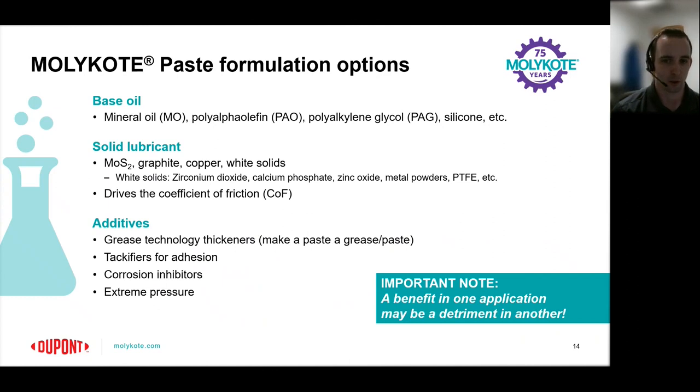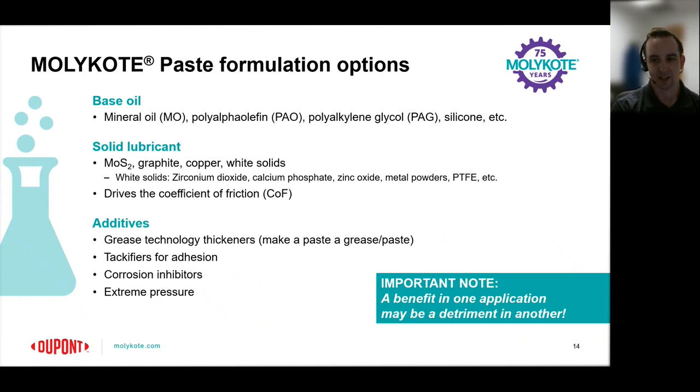Just to name a few. White solids can be broken down even further into many more different options. Remember, these solids are the part of that formulation that are most critical for your coefficient of friction and your wear protection. Then we also have additives, which can be added for specific requirements. If you have something that needs additional corrosion prevention or needs to be really tacky, there's adhesive additives, and then even extreme pressure for those applications that need even higher loads.